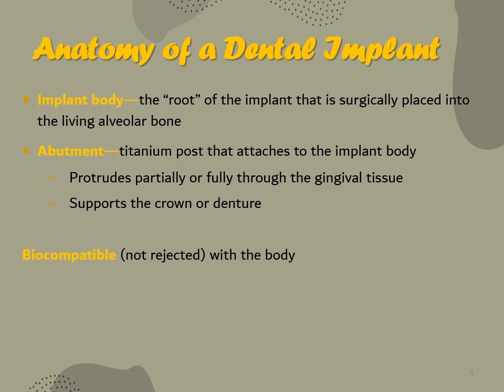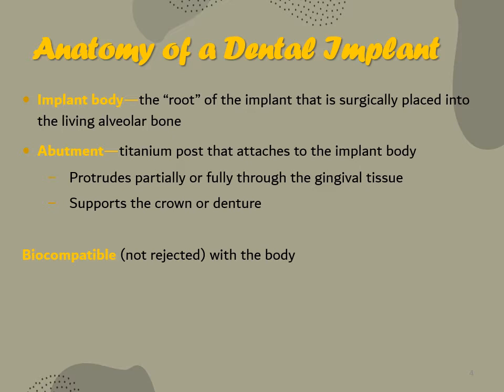The abutment is a titanium post that attaches to the implant body. It's going to protrude, which means stick out, partially or fully through the gingival tissue. This is the part of the implant that's going to connect to the crown or the denture, depending on what they're putting on top of the implant. It's important to note here that both of these things are made out of titanium. Usually, that's kind of the standard, but not always. There are other materials that can be used.